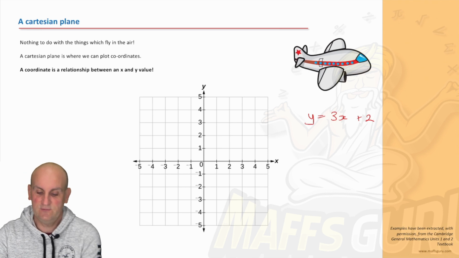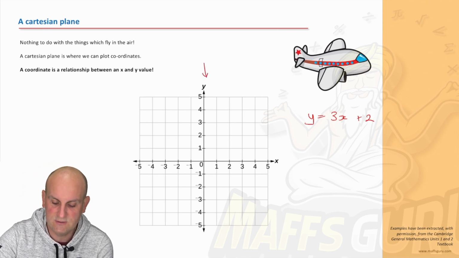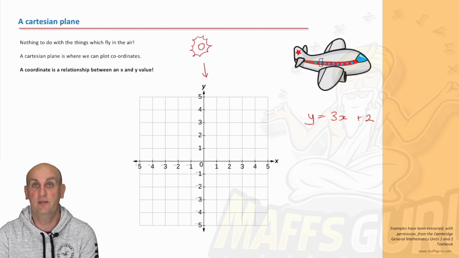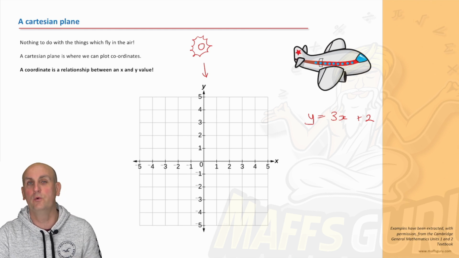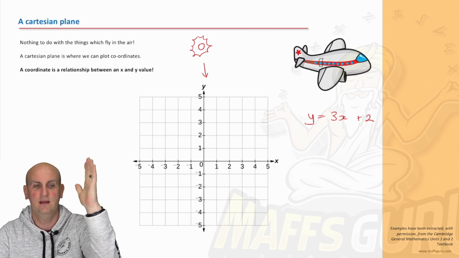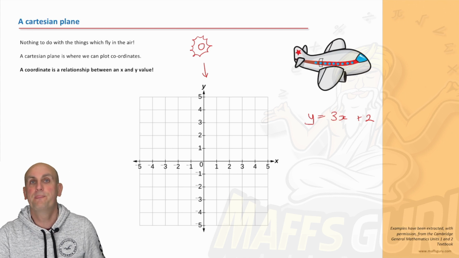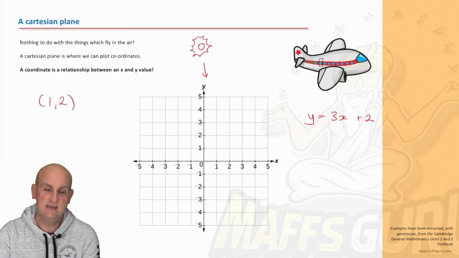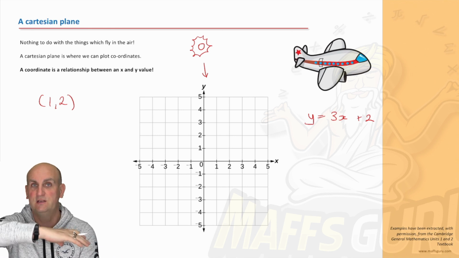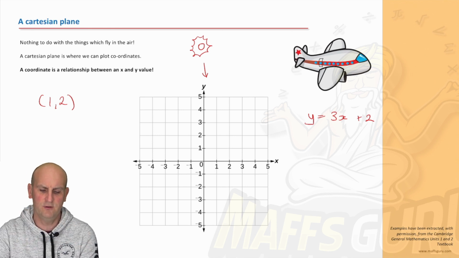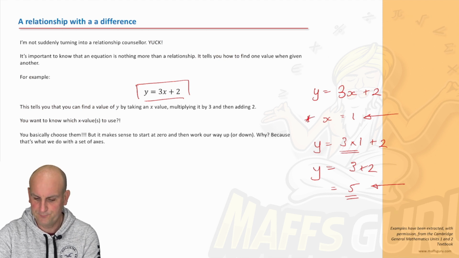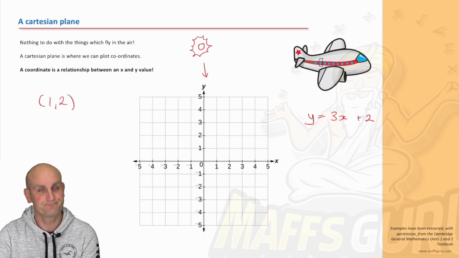And again, you've met these things before. So y goes up the vertical axis, and x is just the other one. So we plot our coordinates going horizontally and then vertically. So a coordinate, something like 1, 2, is nothing more than a relationship between an x value and a y value. Isn't that just what we had there? We had an x value and an associated y value.